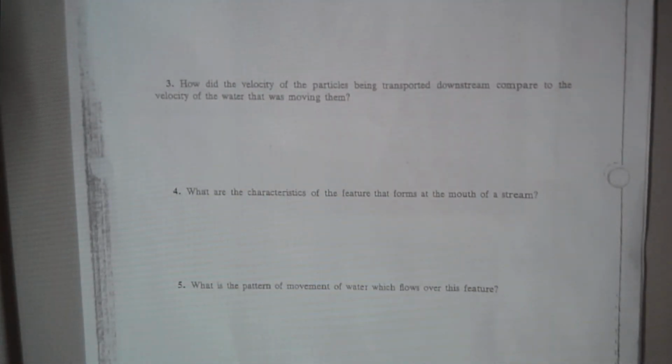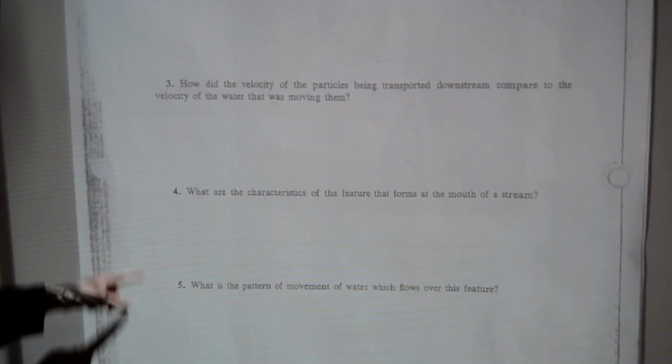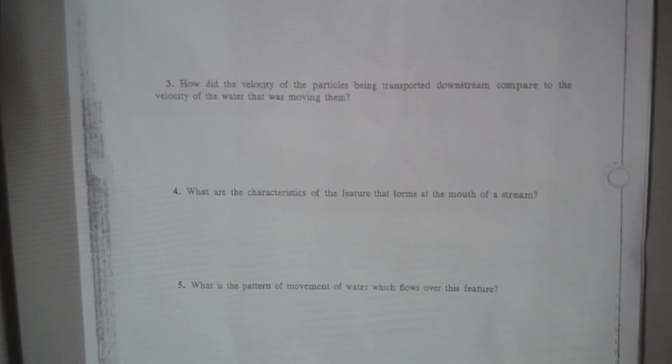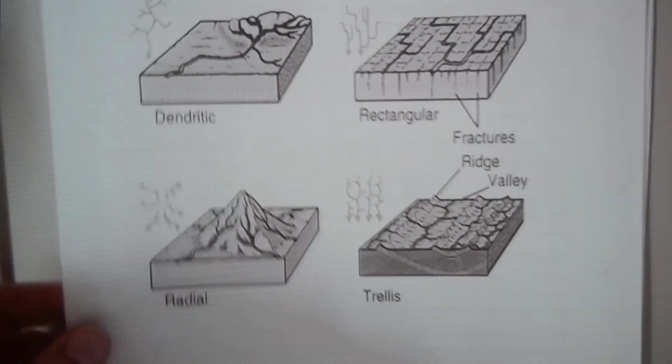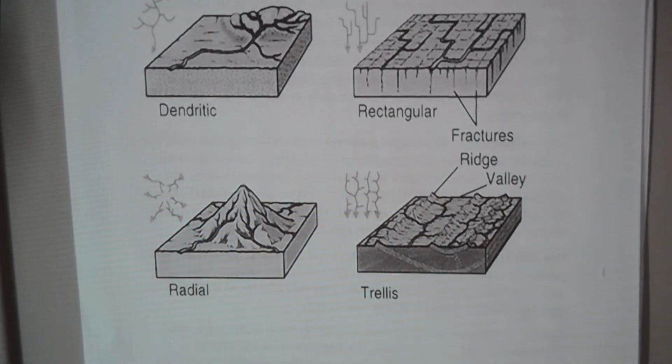Reminder, if it's a drainage pattern over the delta, which one of these do you think you're going to find? Radial, I need a high. Trellis, I need folded rock layers. The delta's not folded, so that's going to leave me either rectangular or dendritic. Rectangular usually has to do with faults, or joints, or cracks. So that kind of narrows it down for you.